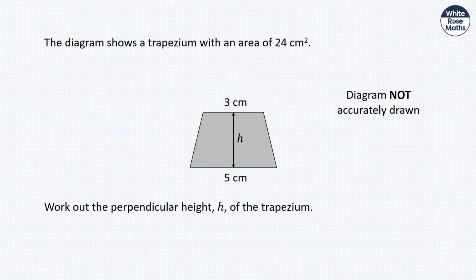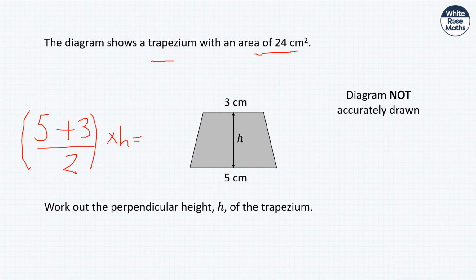This next one, the diagram shows a trapezium, guys, with an area of 24 centimeters squared. Work out the perpendicular height of the trapezium. So I'm going to do 5 plus 3, all divided by 2, multiplied by the height, and that has to equal 24. So rearrange this, guys.